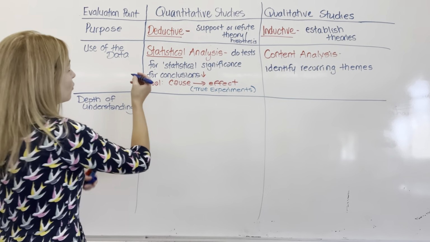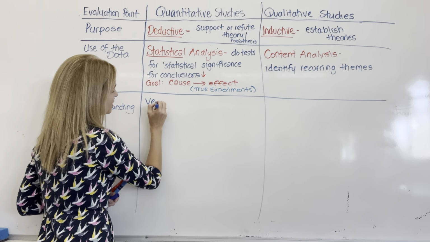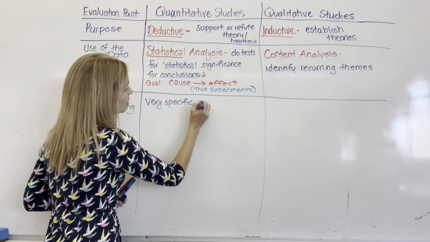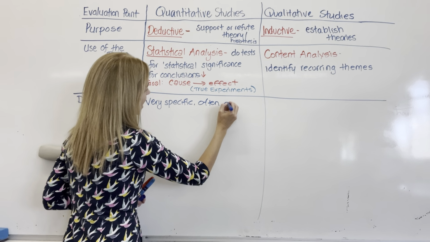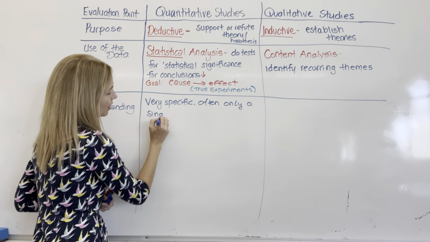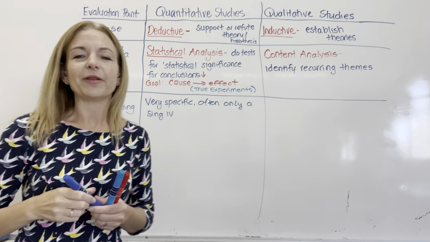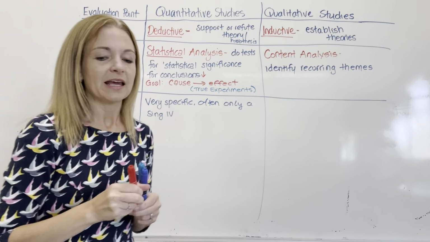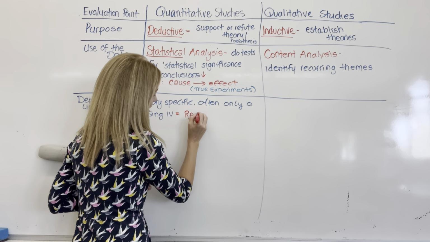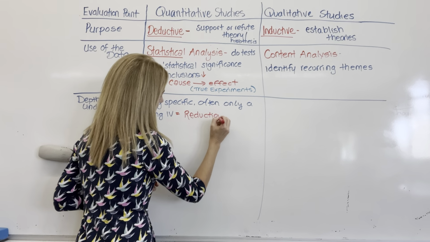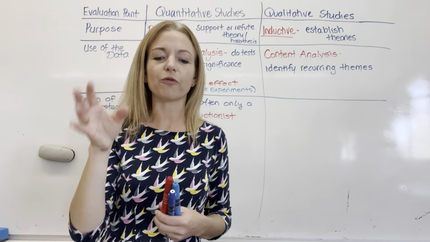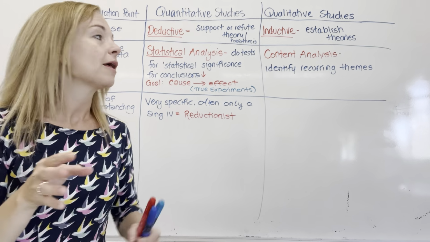So the problem with quantitative studies is they tend to be very specific, and that's intentional. Often they're looking at a single IV. Sometimes they might look at a couple of different IVs, but they're looking at quite specific things. And so our negative term for that is that they can therefore be quite reductionist. They're not giving me the full picture, they're overemphasizing one thing.